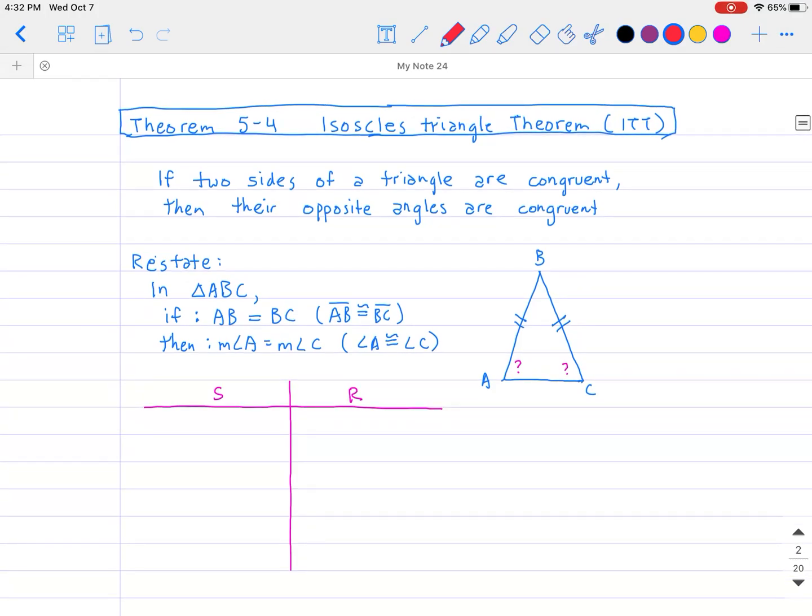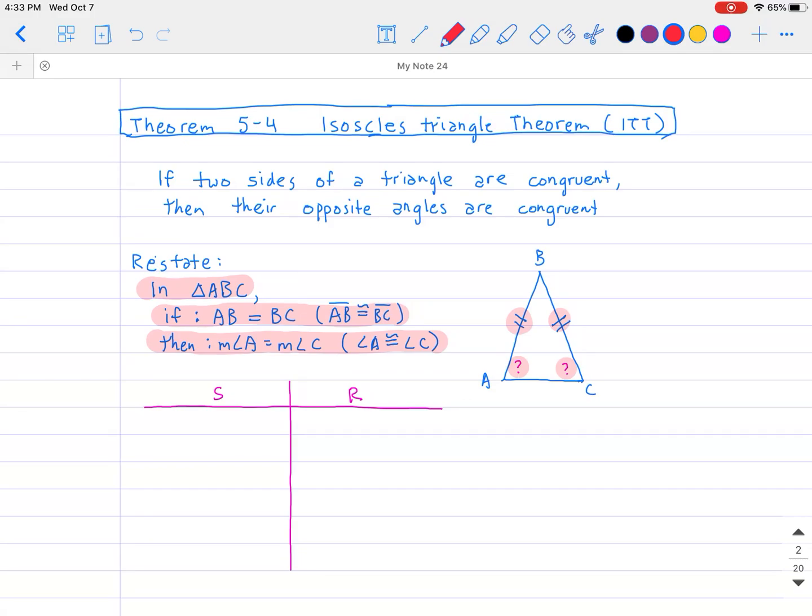So my conclusion is as follows, and this is basically going to be the theorem. Theorem 5.4, also known as the Isosceles Triangle Theorem, ITT for short: if two sides of a triangle are congruent to each other, meaning you have an isosceles triangle, then the pair of their opposite angles are congruent to each other. Once again, in triangle ABC, if AB is equal to BC, as shown in this picture, then I want to prove that their opposite angles, these two right there, are congruent to each other.